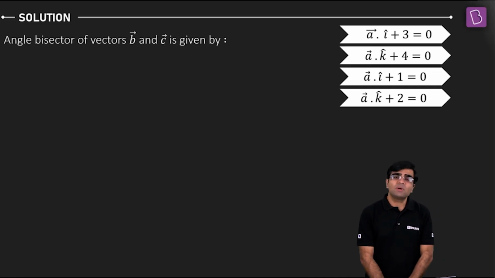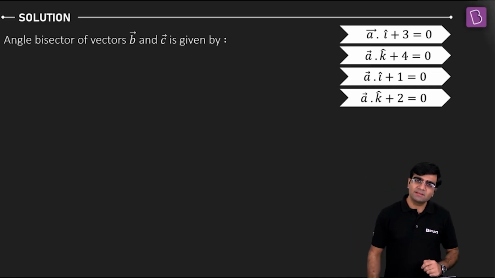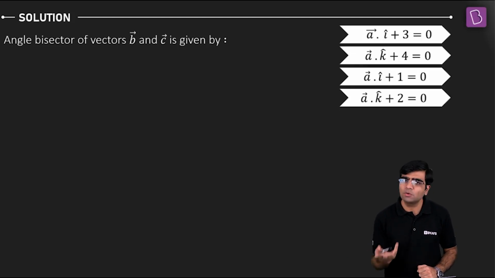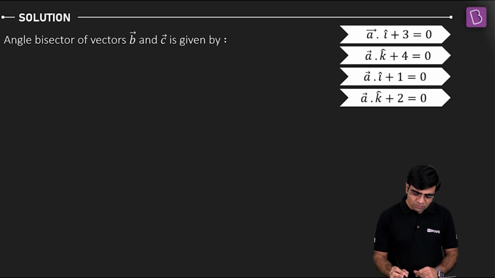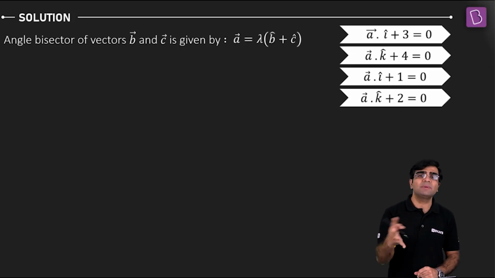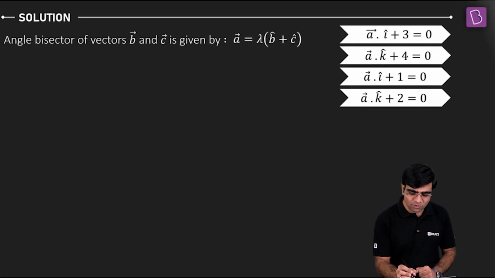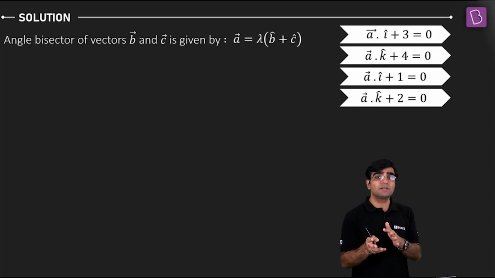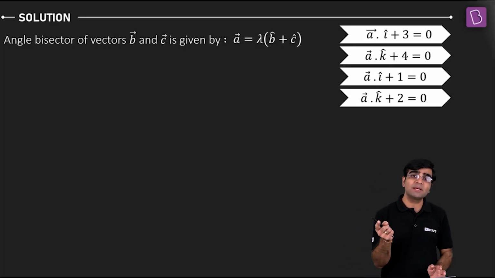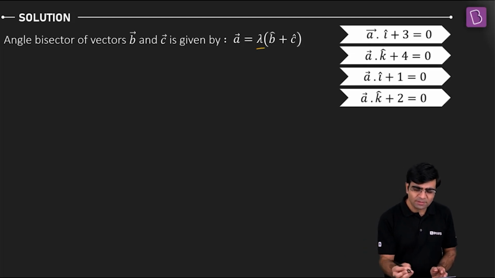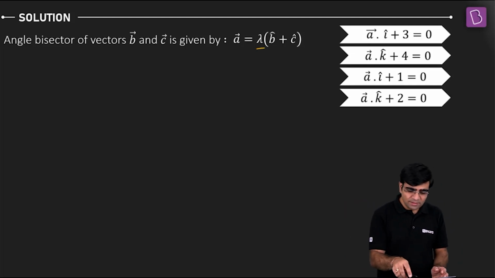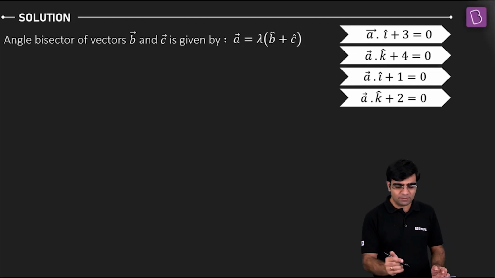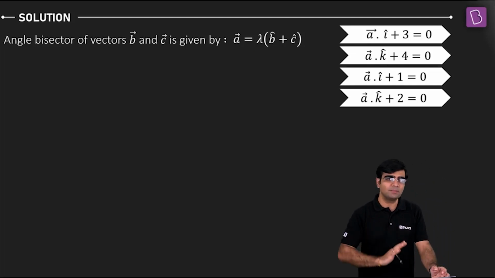Guys, let's quickly begin. The angle bisector of vector b and vector c is given by the direction b cap plus c cap. Magnitude could be anything, so let's say the magnitude is lambda. So I'll put vector a equal to lambda times of b cap plus c cap. We created that rhombus with one unit b cap on one side and c cap on the other side, so that the diagonal of the rhombus becomes the angle bisector. So the direction is b cap plus c cap, and lambda is its magnitude. I have put a random lambda.